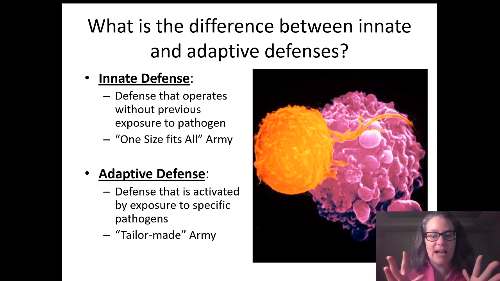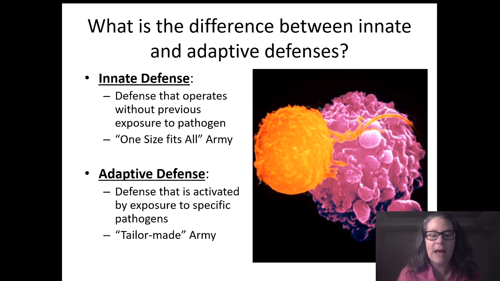Non-self are different kinds of particles and pathogens, viruses that you come into contact with that do not belong to you. So usually your cells are marked with self identifiers, so that your body knows that they belong to you. And so when we're talking about innate defenses, we're talking about defenses that are set up from birth going forward. They're going to non-specifically try to attack and defend your body from different kinds of non-self particles and pathogens that you come into contact with. This is your one-size-fits-all army, or your one-size-fits-all t-shirt.